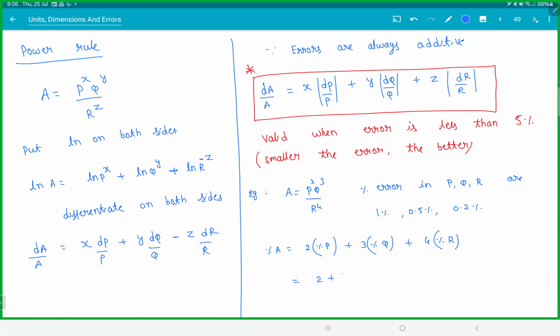So 2, 1.5, and 0.8. 3.5 plus 0.8, 4.3%. Make sense? All got this? Great. Let's see a question on this.